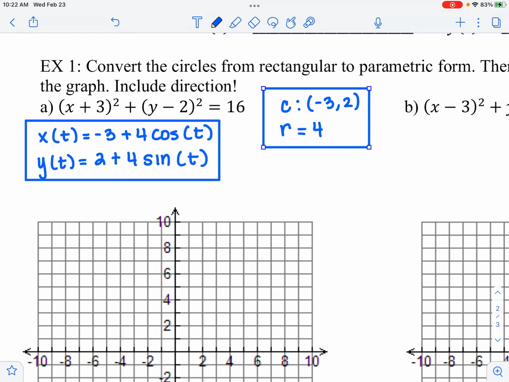Okay? So these 2 equations separately are functions themselves. It's the top and the bottom of the circle. Okay?